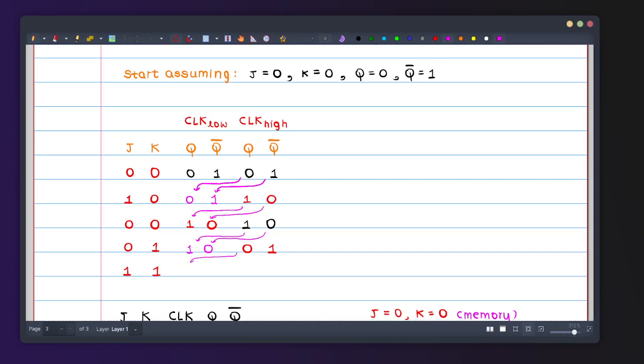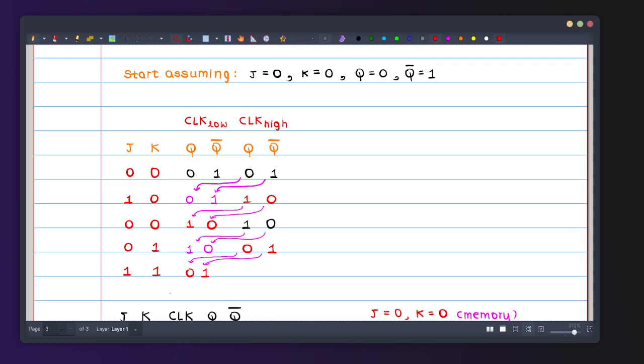Right, and then finally, here's an interesting one. What happens when both J and K are 1? Now in this scenario, of course, we need to take in whatever was previously put in it, 0 and 1. But what happens is, earlier, we would have resulted in this fault condition where both Q and Q complement are the same. But when J and K are both 1, we don't result in a fault condition.